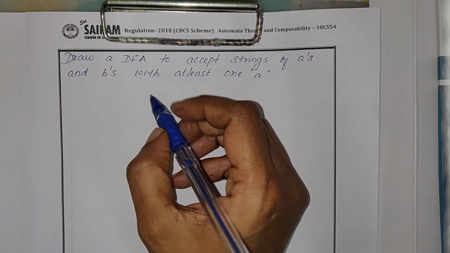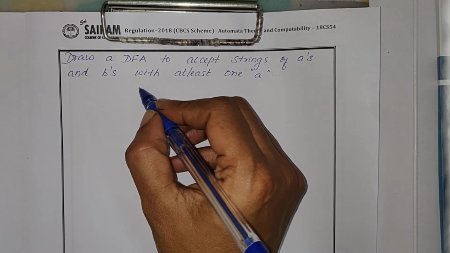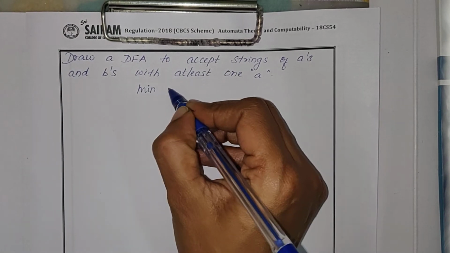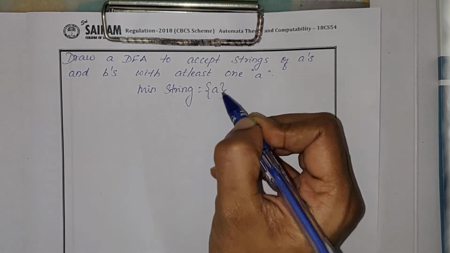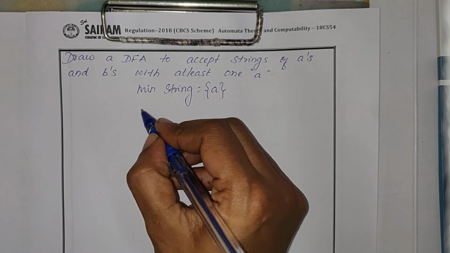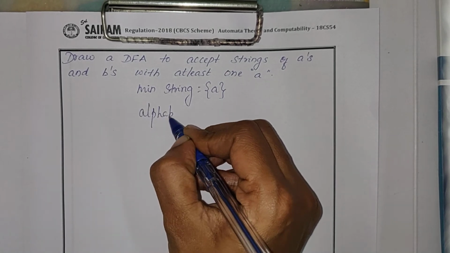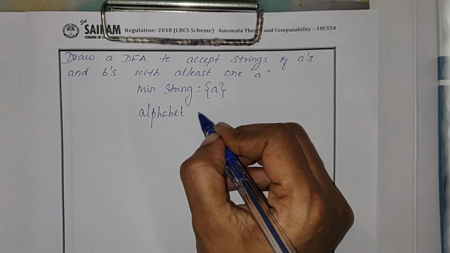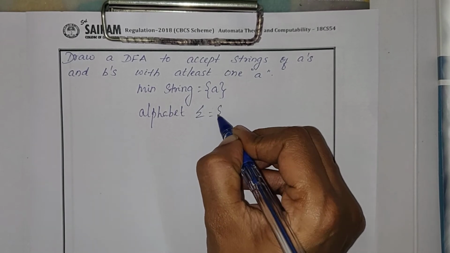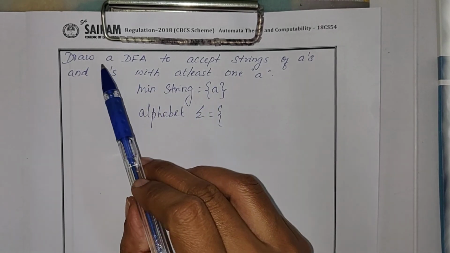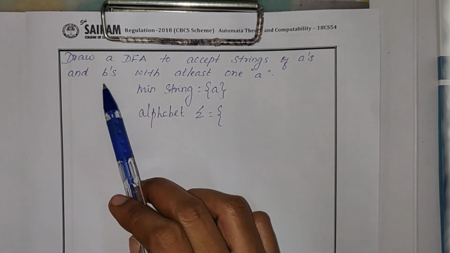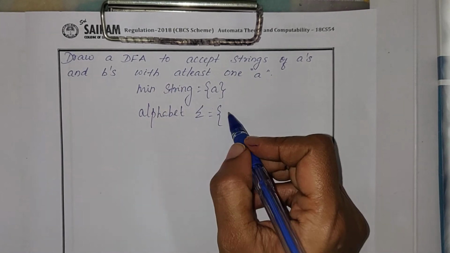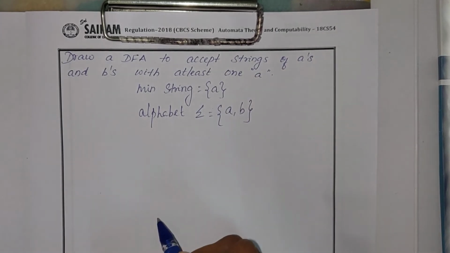So what should I do? I have to write the pattern as my minimum string. So the minimum string is my pattern. And what is my alphabet? I can write alphabet, or I can write my notation sigma. What is my sigma? You read the question: draw a DFA to accept strings of A's and B's. So my alphabet is A, B.